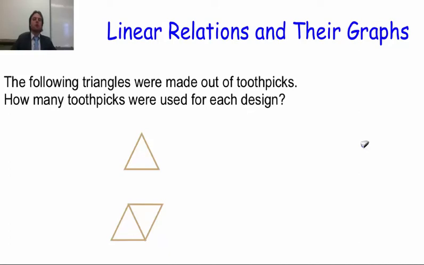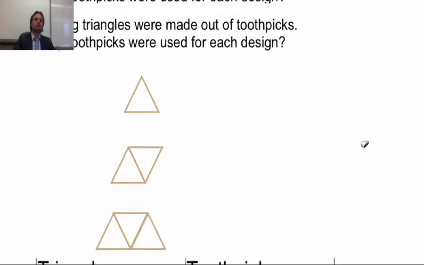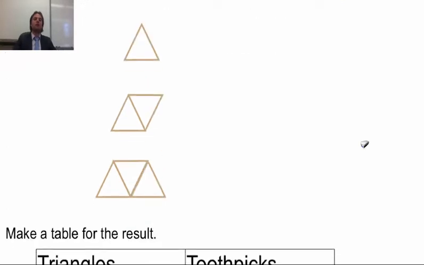Hello, today we are going to learn about linear relations and their graphs. So in my first question, we have a relation between triangles and toothpicks. Now, if we want to find the relation, the first thing we should always do is make a table to help us understand what is happening.